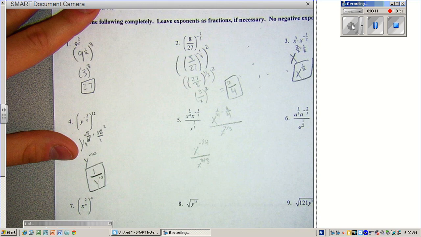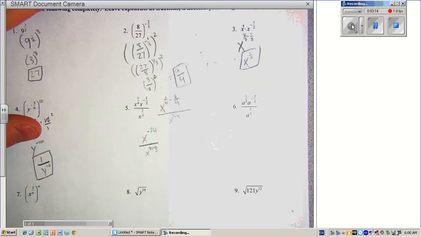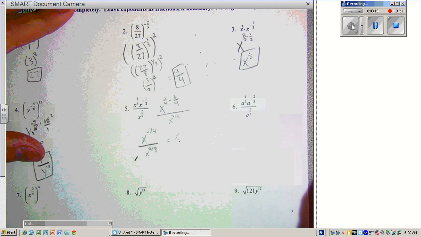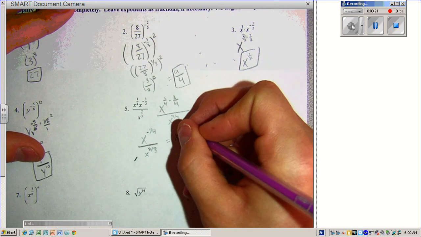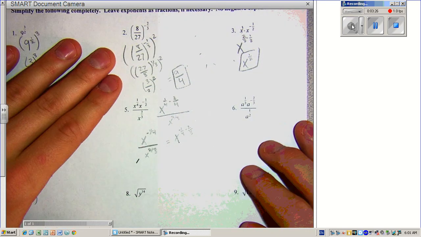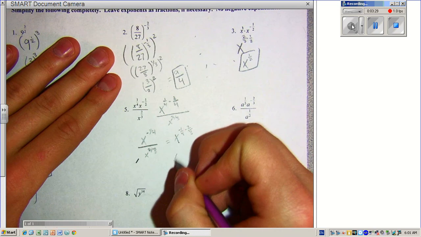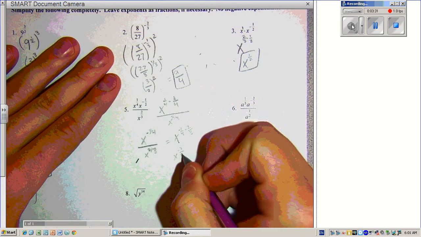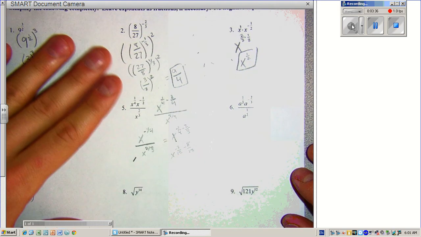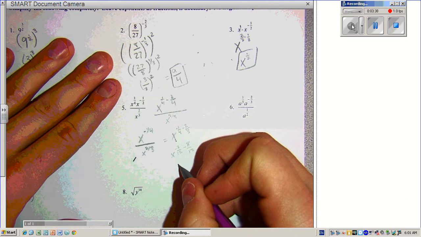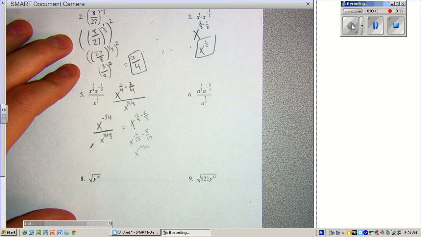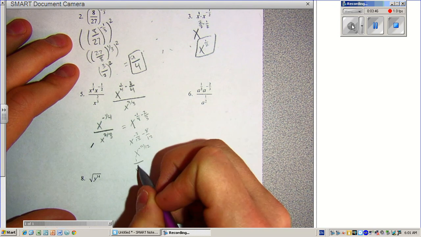Now remember, if we divide, we're actually subtracting. So this is going to be x to the negative 1/4 minus 2/3. And I need to write them with a common denominator. So that's going to give me x to the negative 3/12 minus 8 over 12. And I simplify that to x to the negative 11 over 12. And I don't want negative exponents, so I do 1 over x to the 11/12.